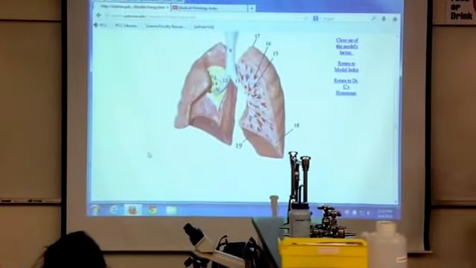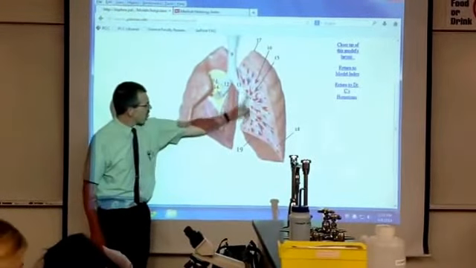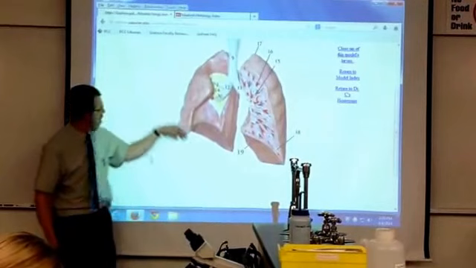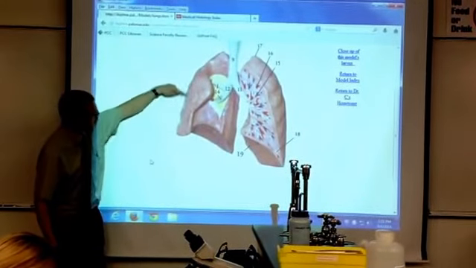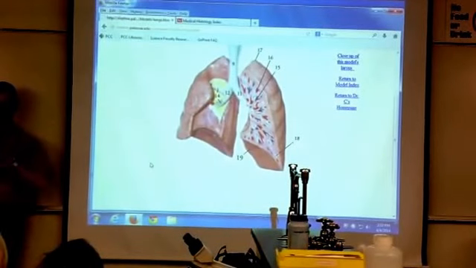Right, so here's my fissure, making two lobes because the heart would have been there. This one you can't really see very well, but there'd be two fissures making the three lobes.